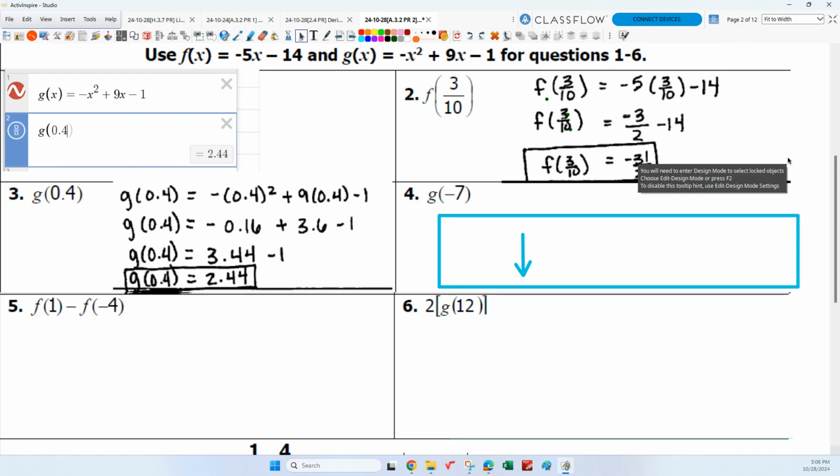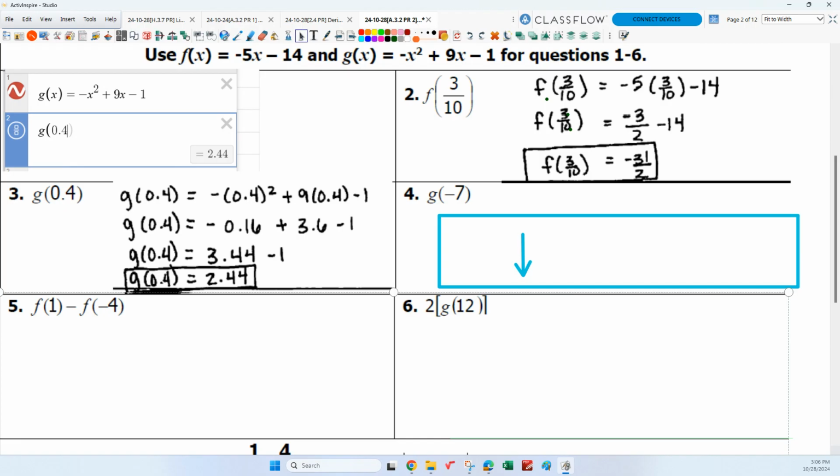Okay, what about number 6? How do I say that, first of all? What are they asking me to do? Raise hands here. What are they asking me to do here? Okay, but how would you say that? 2 times what? G of 12. Yeah, it's just 2 times g of 12.